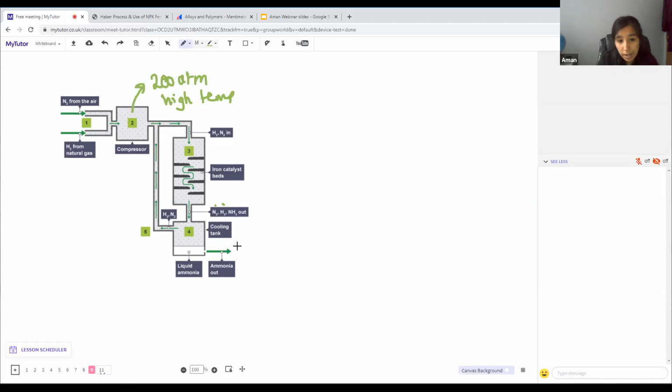Good, so you have a gas, so ammonia comes out as a gas like nitrogen and hydrogen, and the cooling tank basically changes the gas into a liquid. So what's the process of something going from a gas to a liquid called? Condensation. Excellent. So from a gas to a liquid is known as condensation, and that's what happens when we get liquid ammonia coming out. Okay, any questions then on the Haber process and what happens? So it's quite important that you understand that. Common exam question.